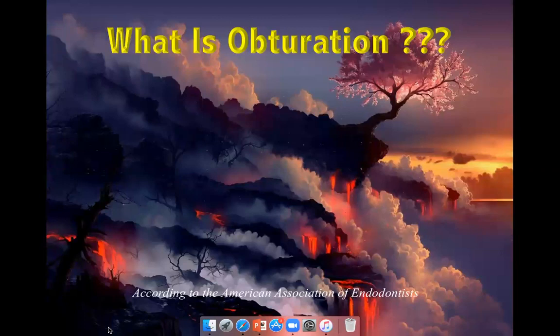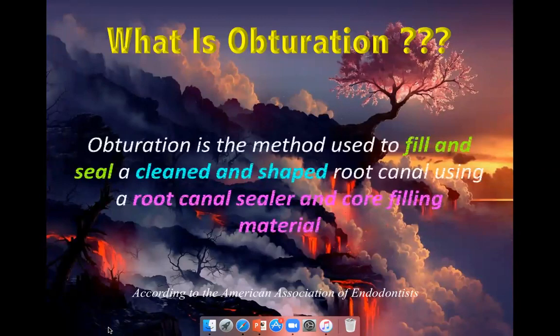Now, what really is obturation? This is a method of filling the root canal system. So we talk about fill and seal. So we fill by means of a sealer and we seal by means of a solid cone material, which is gutta-percha. The canals have to be sealed before putting some coronal restoration over it.